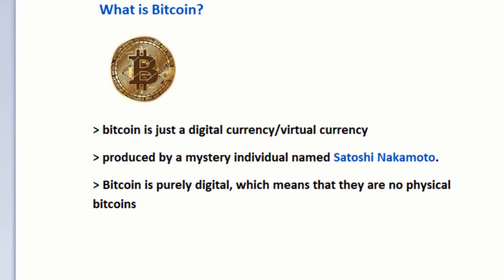Well, Bitcoin is just a digital currency, also known as a virtual currency or a cryptocurrency, that was launched in 2009. It follows the concept that was given out in a white paper that was produced by a mystery individual named Satoshi Nakamoto. Bitcoin is purely digital, which means that there are no physical bitcoins, only balances kept on a public ledger that everyone has transparent access to.